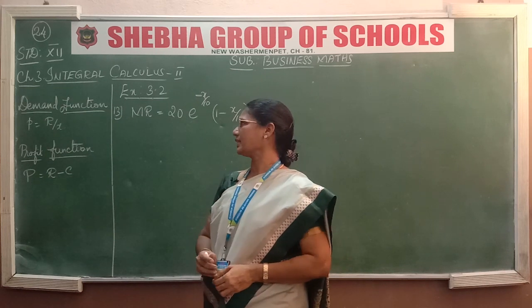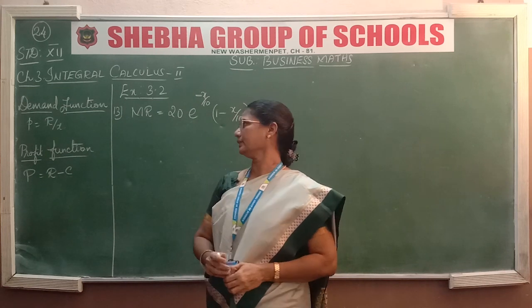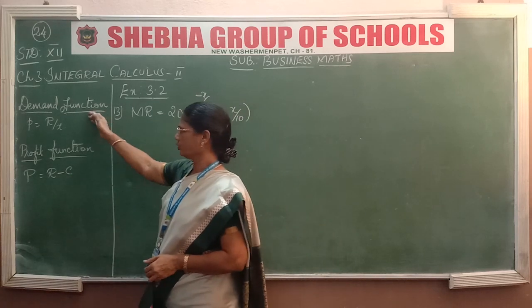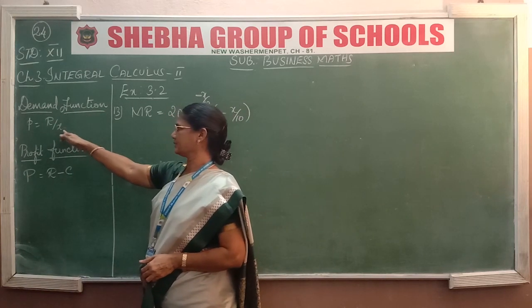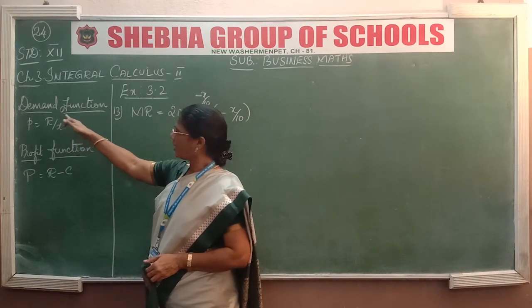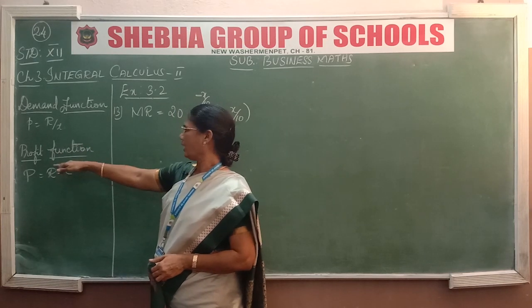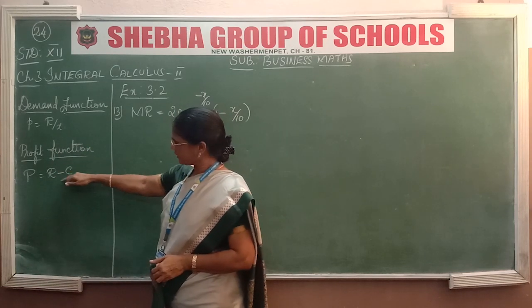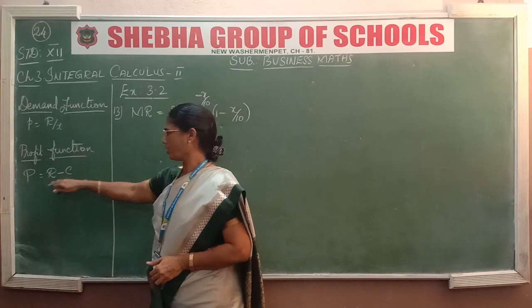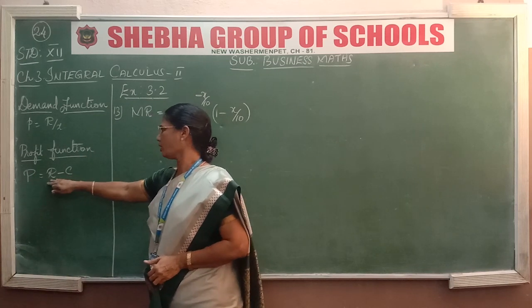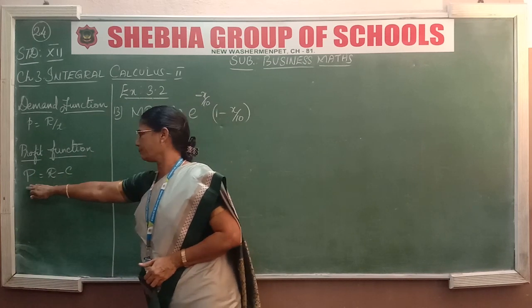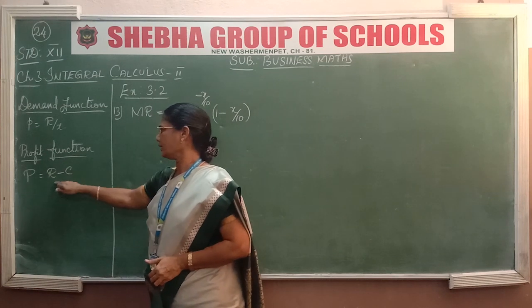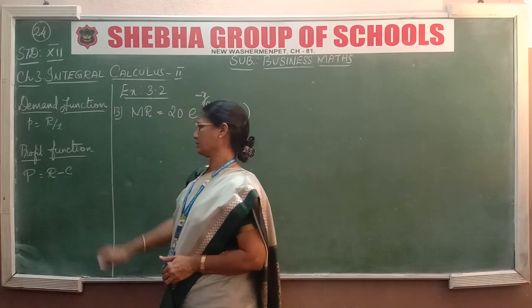In the previous class we have studied revenue function and demand function also. Demand function equal to R by X, and this is called average revenue also. And today we are going to see profit function. Profit function P is equal to R minus C, that means profit equals total revenue minus total cost.